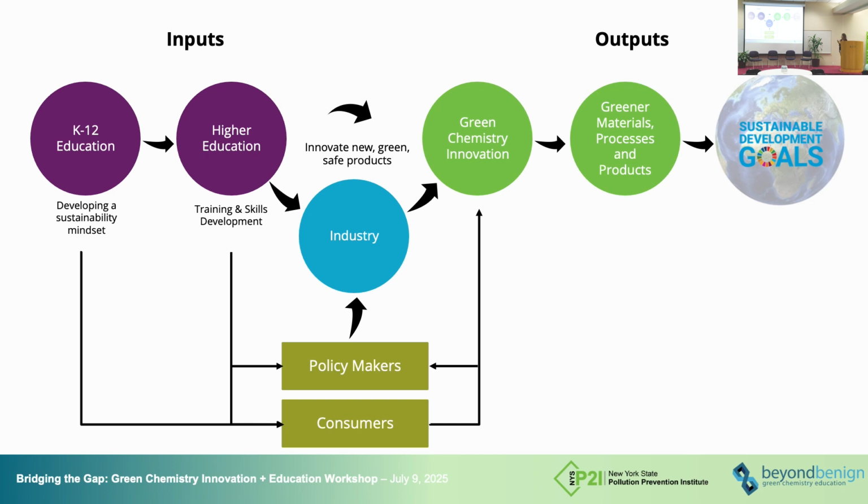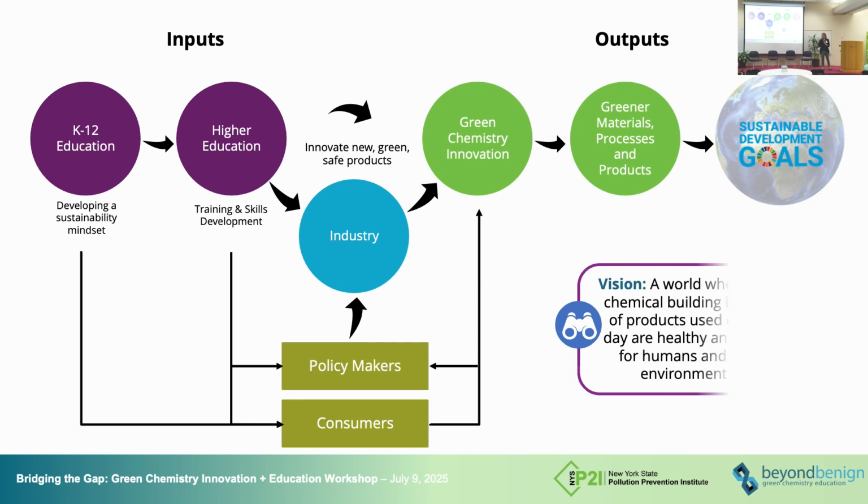There's a lot of focus on how we create better materials and greener, more sustainable processes and products in support of a sustainable planet. We focus a lot up here on these outputs, in a sense. If we're only focusing on creating more sustainable products and not focusing on this whole pipeline, we're missing out quite a bit. Our vision at Beyond Benign is a world where it doesn't matter what you buy off the shelf, the molecular building blocks of the products that we use every day are safe for humans and the environment.